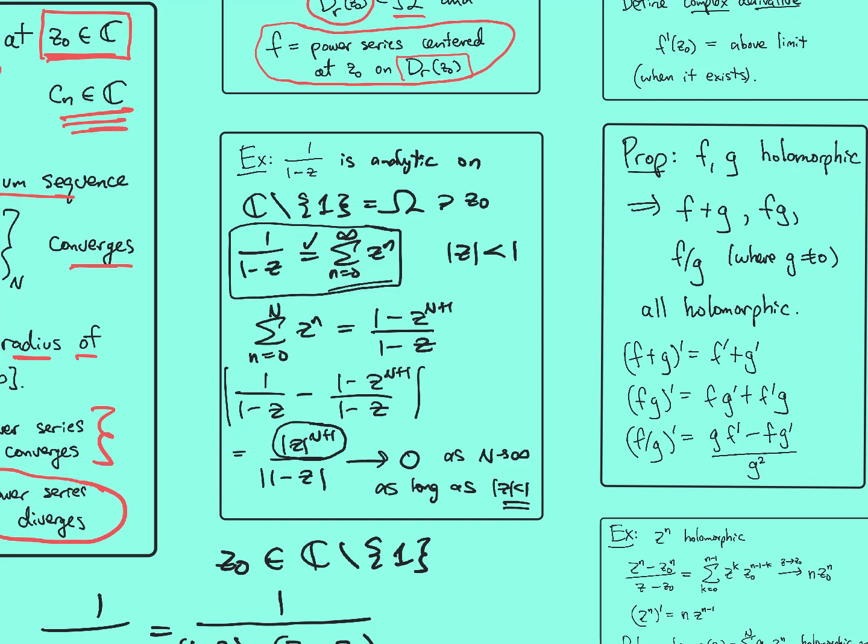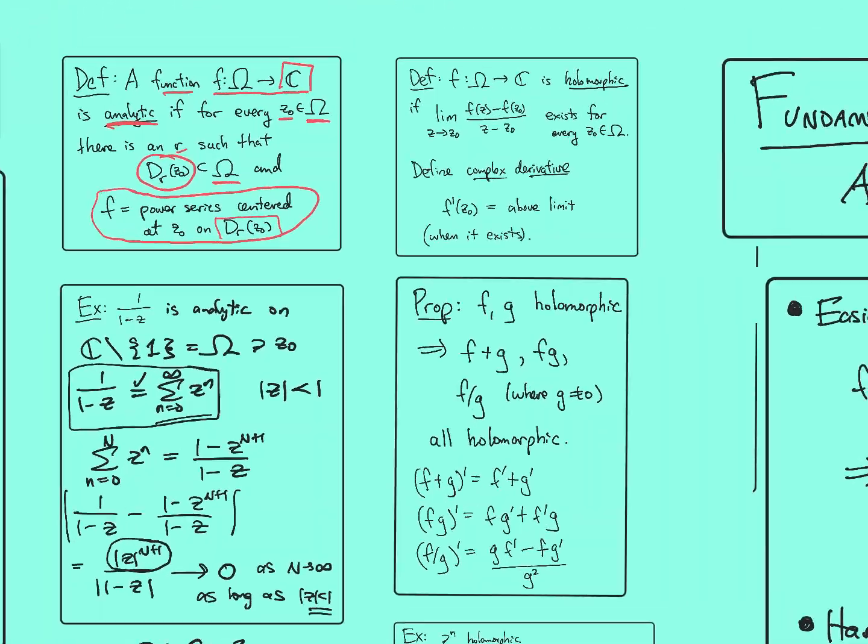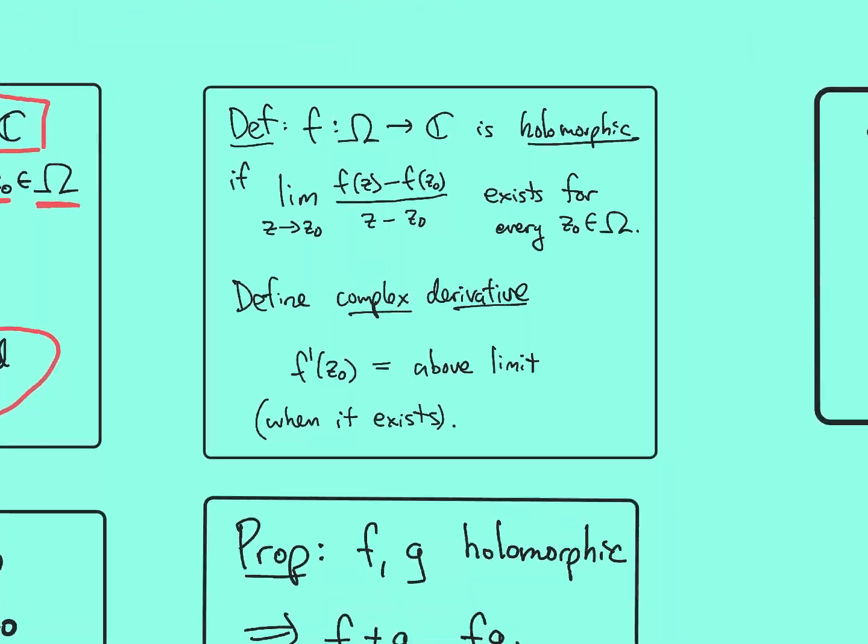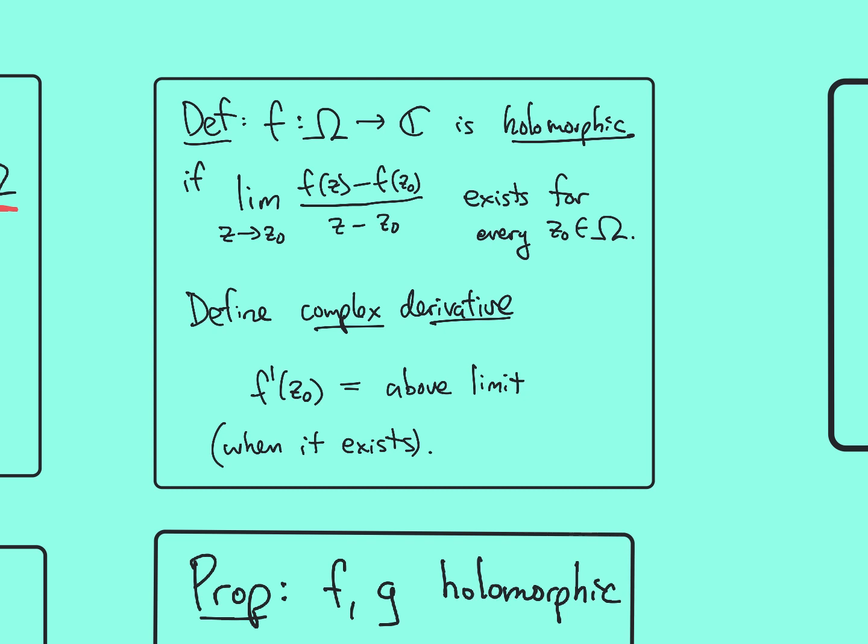Now that we've talked about analytic functions, let's get into holomorphic functions. So holomorphic functions are going to be functions that have some notion of a complex derivative. So we have a function f on a domain omega.